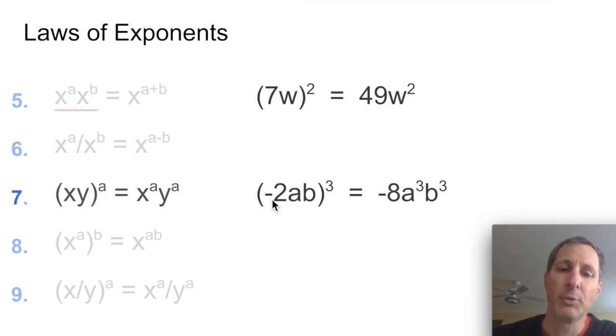In the second example, we have a negative 2 as our constant. So we have to apply the power 3 to the negative 2. Well, we get negative 2 to the 3rd power is negative 8. So we get negative 8, and then we have to apply the 3rd power to the a and the 3rd power to the b. So we get negative 8 times a to the 3rd power, b to the 3rd power.